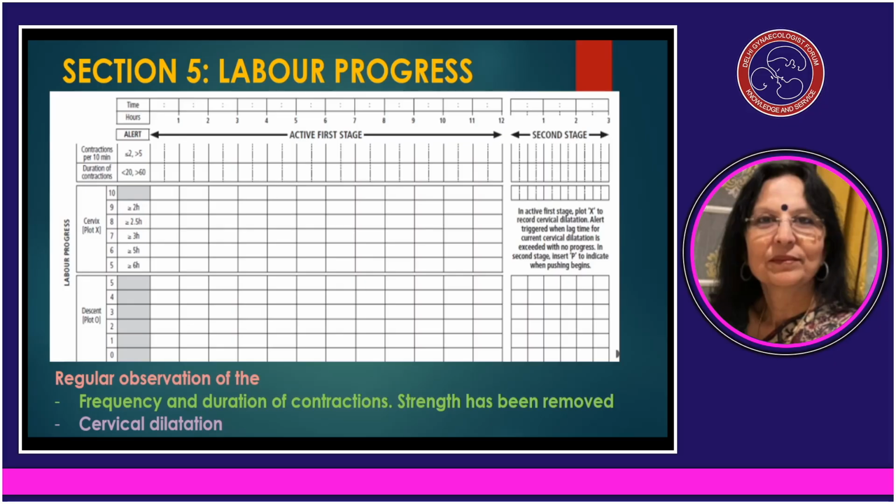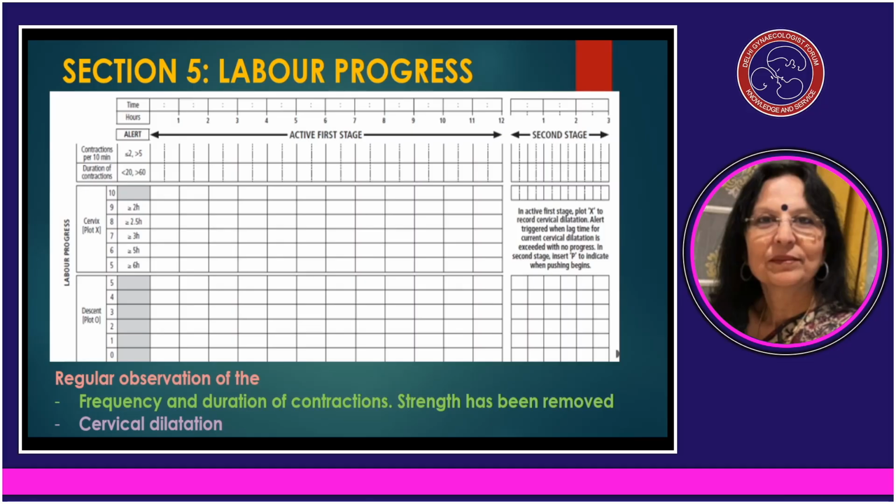Then we come over to the cervical dilatation. In case the patient is at 5 centimeters for more than or equal to 6 hours, 6 centimeters for more than 5 hours, 7 for more than 3 hours, 8 for more than 2.5 hours, and 9 for more than 2 hours, this is an alert. You will have to consider that this is protracted labor, and you will have to decide what to do next.